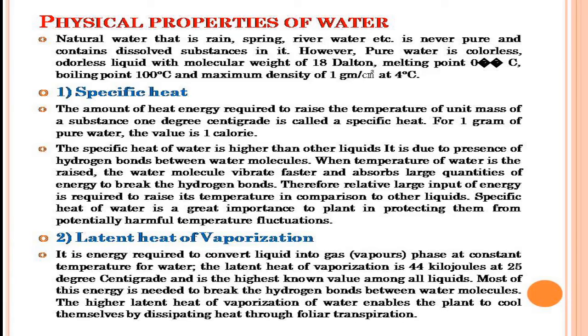Some of the physical properties are very important for studying the physiology of the plant. First is specific heat. The amount of heat energy required to raise the temperature of unit mass of a substance by 1 degree centigrade is called specific heat. For pure water it is 1 calorie. The specific heat of water is higher than other liquids. It is due to the hydrogen bonds between water molecules.